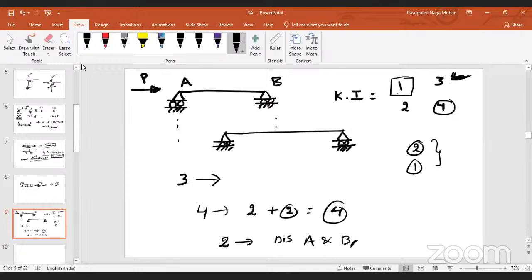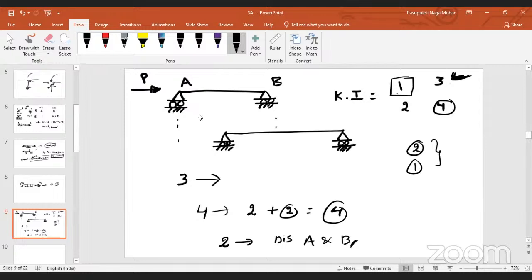That means because of the axial force, which type of effects will act on the beam? Only horizontal force will exist. So there is no vertical displacement and no moment, no rotation. So only there is a possibility of getting horizontal displacements, isn't it?